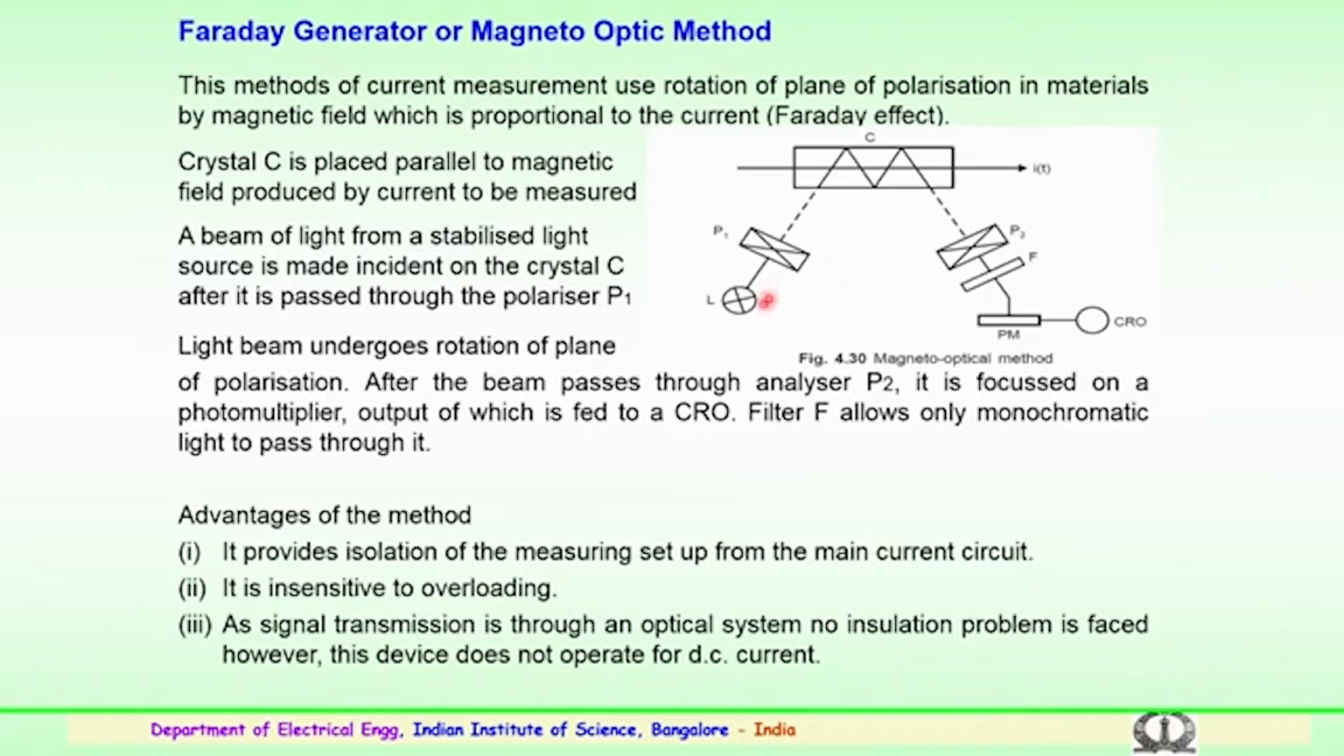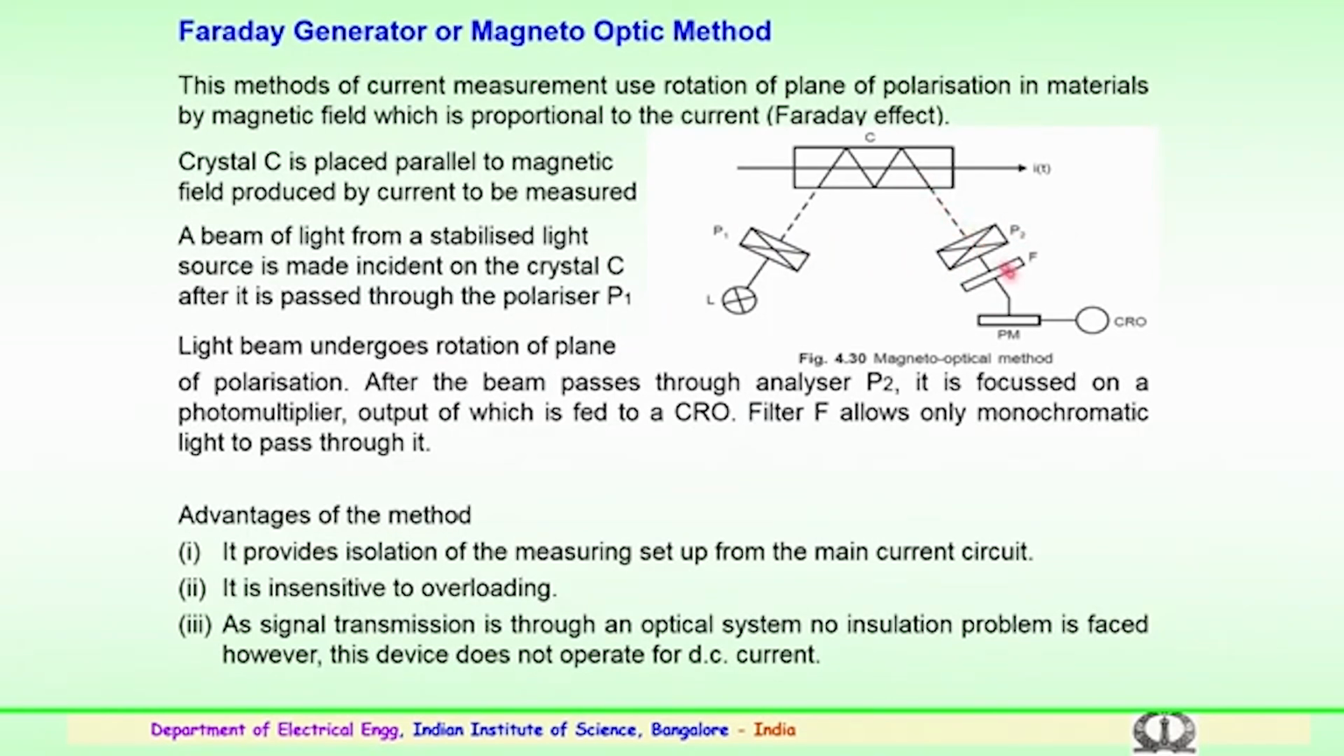A beam of light from a stabilized source is made to be incident on the crystal after passing through the polarizer. P1 is the polarizer here. This light beam undergoes rotation in the plane of polarization as shown here. After the beam passes through the analyzer, the second polarizer P2 is the analyzer. It passes through the analyzer P2.